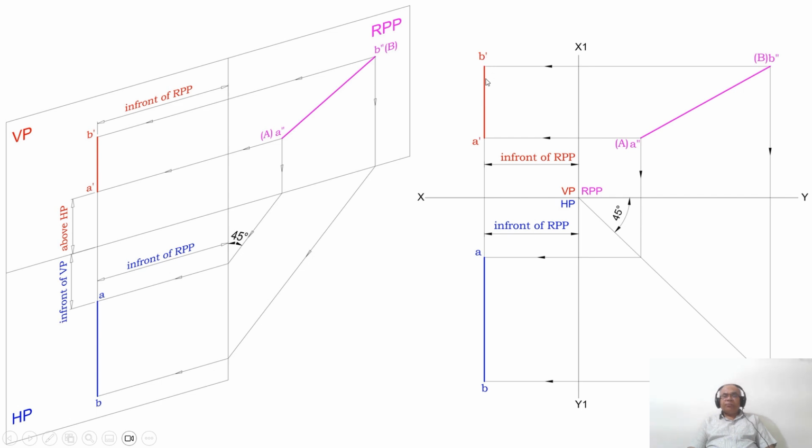But both these two endpoints, that is A dash, B dash and A, B, are at equidistant from the profile plane. Therefore you are getting the true length in the profile plane, which is capital A and capital B. So this is how you will be able to identify that in any one of the three planes you will be able to get the true length. Now what if I will not be able to get the true length in any of these three planes? We are going to take that situation.